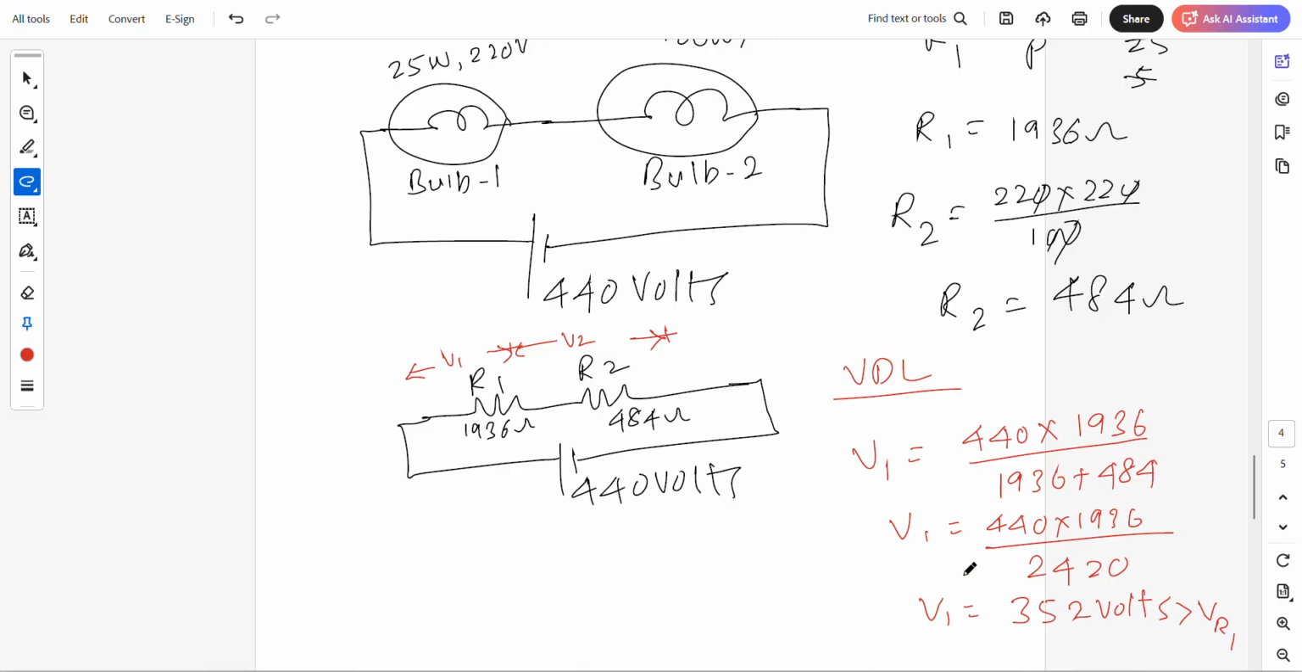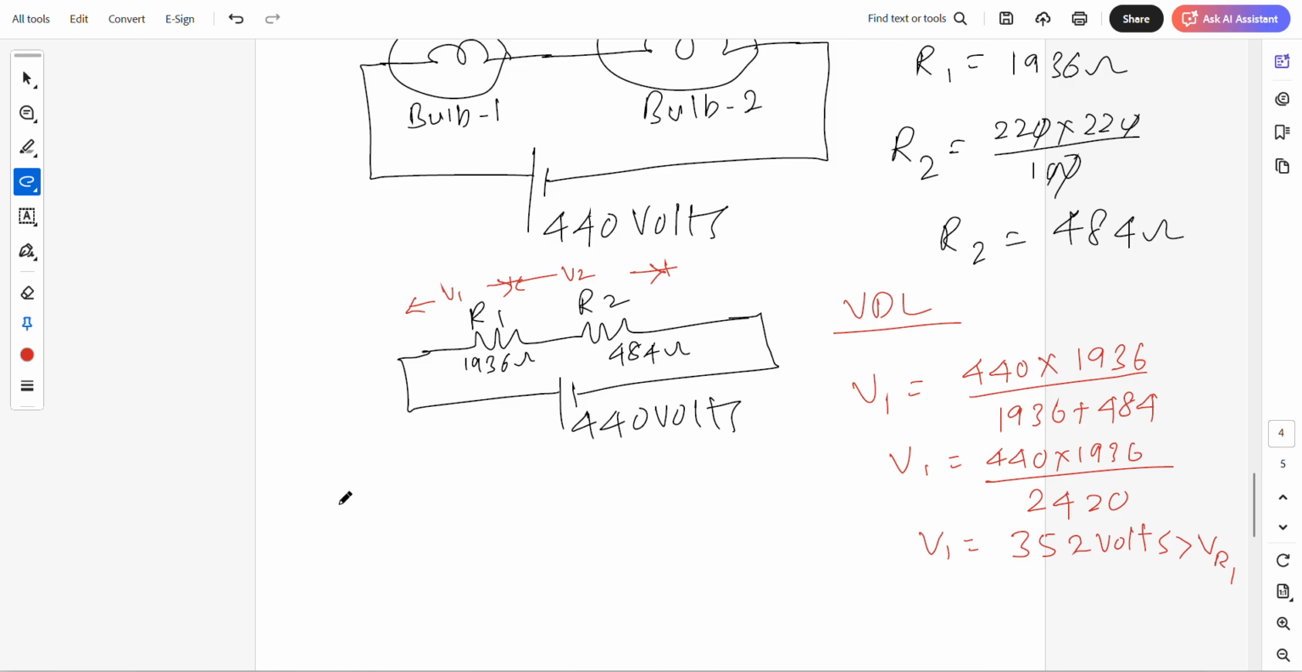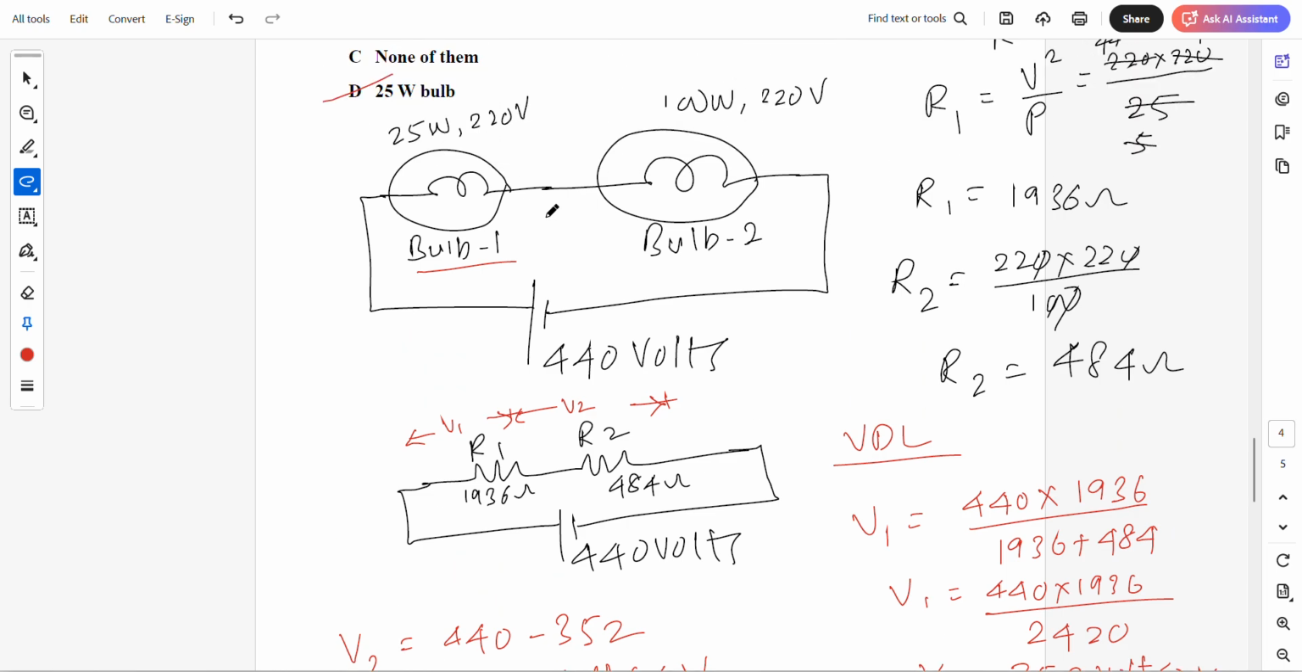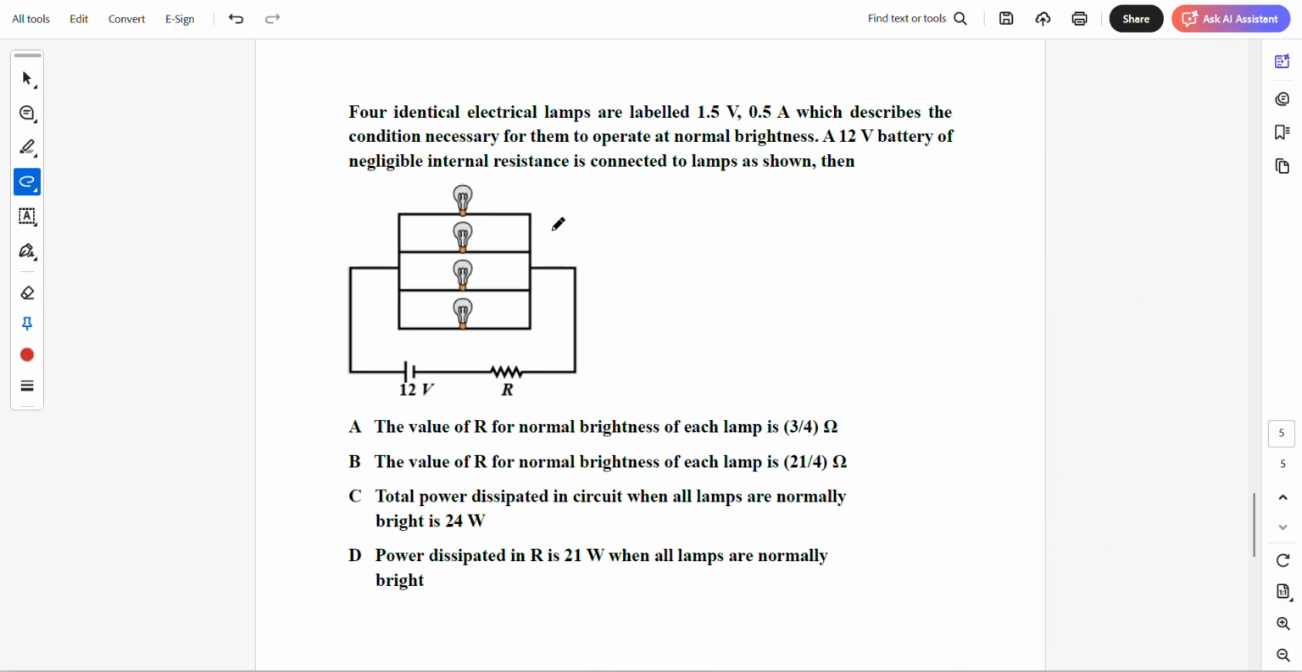Understood? Now similarly, for your knowledge sake you can calculate V2. V2 will be equal to 440 minus 352, which is 88 volts, which is less than the rated voltage. This bulb will not fuse. Only bulb 1, that is the 25 watt bulb, will fuse. Hope you understood. We'll go to the next problem.